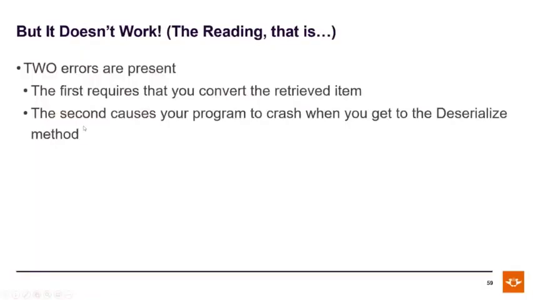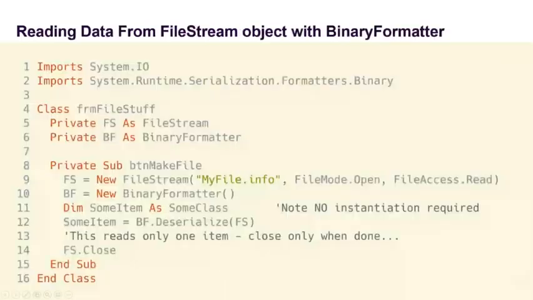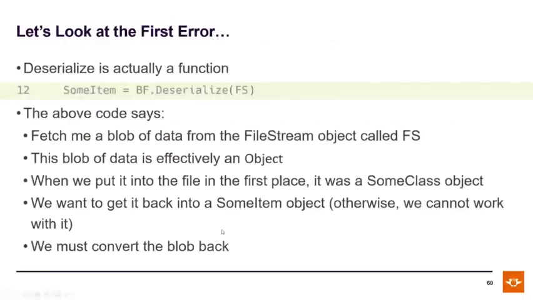Now, the second issue, the second cause that makes your program crash is the deserialize method over here. All right. So when we look at this, when we break it down, deserialize is actually a function, which means it's returning something. But what is it returning? The deserialize returns information, but somehow we need to convert this into the item that we want.